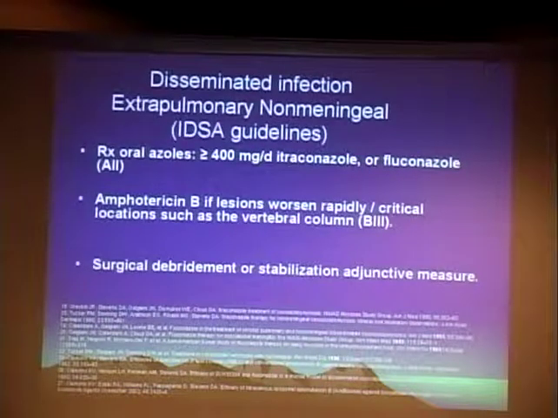Most of the experts today, if you look at Royce Johnson, Kern County, would recommend going up to 800 milligrams, even 1,000 milligrams. Most people don't have problems with toxicity, although some people still do have nausea and vomiting. Amphotericin B could be used if the lesions were worsening or in critical locations, meaning vertebral column, cervical lesions. And there's always the consideration in these patients of surgical debridement and stabilization as an adjunctive measure. Most of the studies and the recommendations are based on observational or expert opinion.